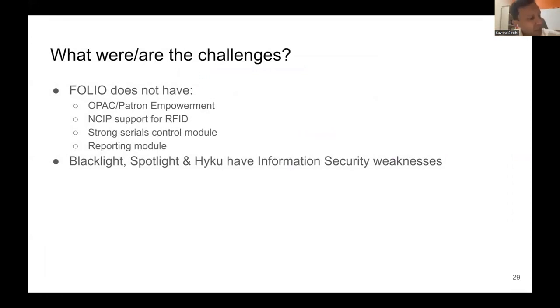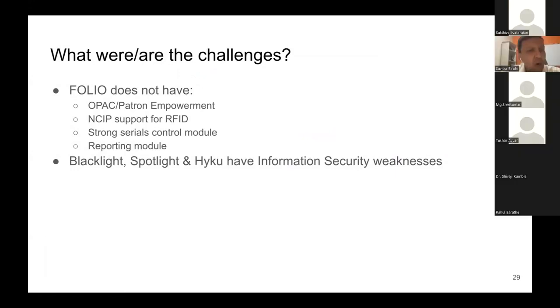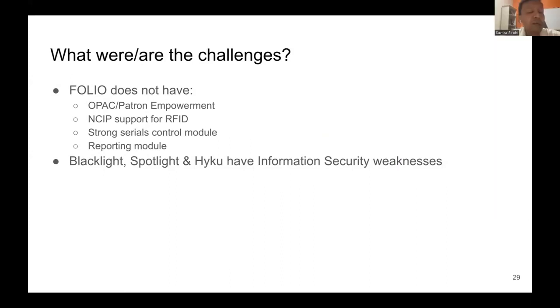Now very quickly, I know we are short of time. There are always challenges with technology implementation. For example, Folio, we knew was not very mature, and we took some risk adopting it. We wanted to do RFID implementation with NCIP protocol, but Folio doesn't have good support for that at the moment. Serials control we want to do, but it doesn't have good control. Reporting is a bit weak. And the main thing is it doesn't yet have a patron empowerment, OPAC type of thing. So these are some challenges we are facing.